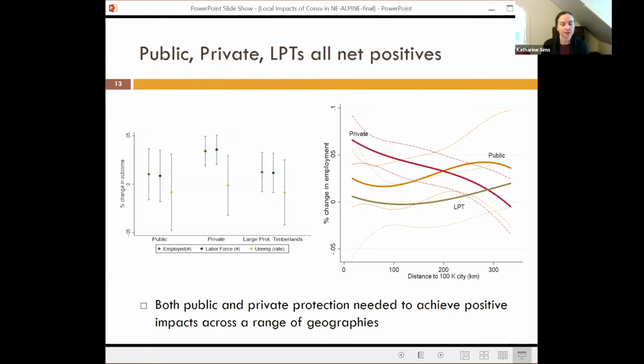And these patterns are consistent with private land protection driving more amenity-related growth, which might be easiest close to cities where there are other employment opportunities. And with public land protection driving more recreation or tourism-related growth, which could potentially be a particularly important factor for local economies in more rural areas. So I think these patterns suggest that a mix of public and private land protection is important to achieve positive impacts across a range of geographies. We really need both of those types.